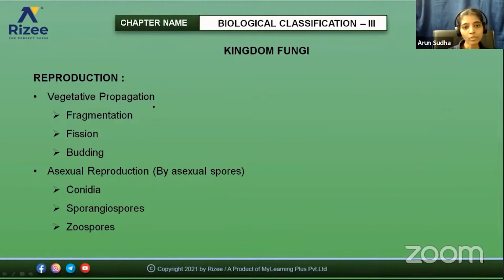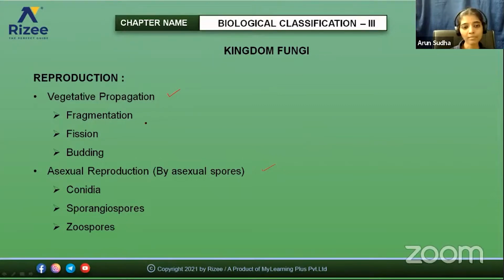Reproduction of fungi. The reproduction can occur in three ways. One is vegetative propagation, the second one is asexual reproduction, and also sexual reproduction. So how are these types of reproduction happening?